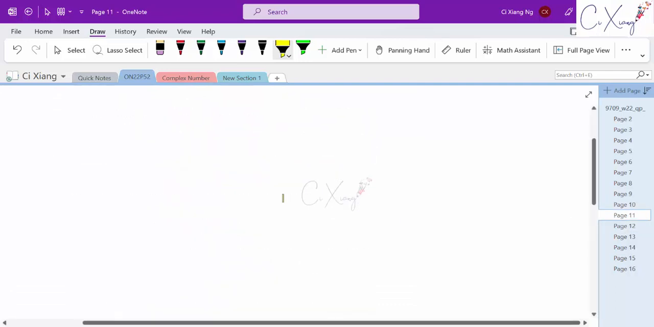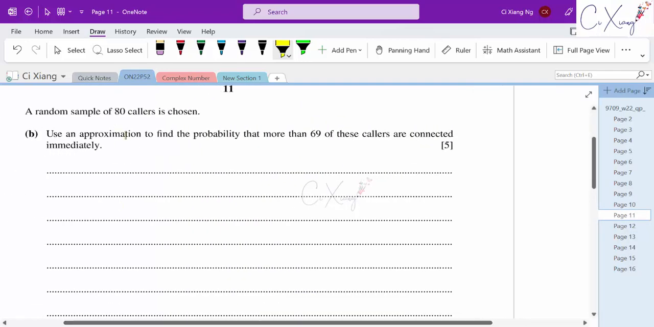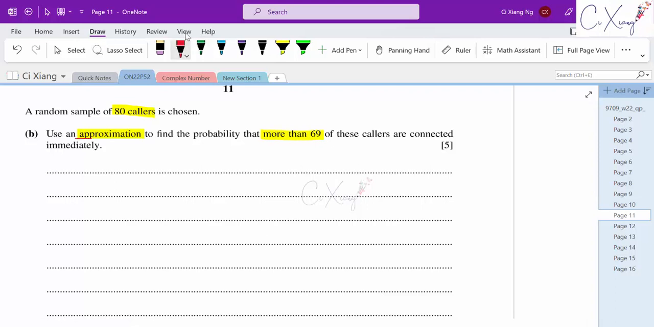So for part B, we are having a larger group. We are now having 80 callers. 80 callers is chosen. Use an approximation, highlight the keyword approximation, to find the probability more than 69 of these callers are connected immediately. For this question, the keyword is very obvious where they ask us to use the approximation. For the AS syllabus, we are having only one approximation, where originally our x is binomial distributed, and then we are going to change it to normal distribution.